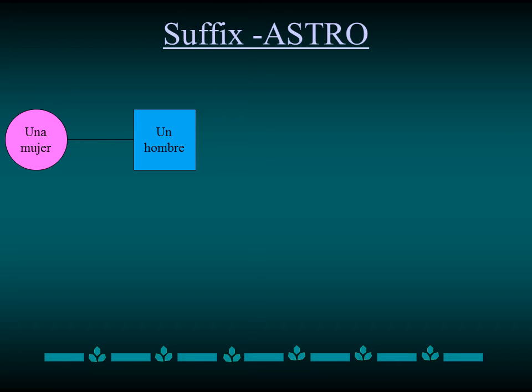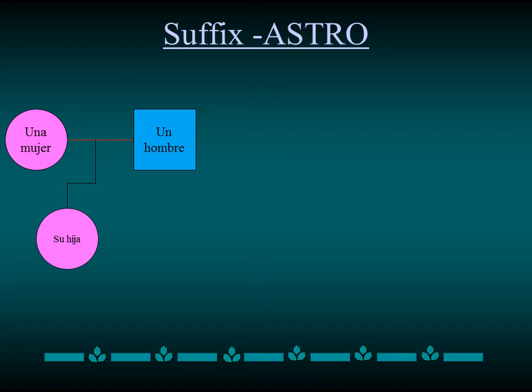Okay, so we've got another thing here. So we'll talk about the suffix astro. So aquí tenemos un hombre, una mujer. Son casados. They're married, right? That line means they're married. Tienen una hija. Es su hija. That circle is their daughter, su hija. Y se divorciaron. So they divorced. So that's why the red line is indicating they're divorced.